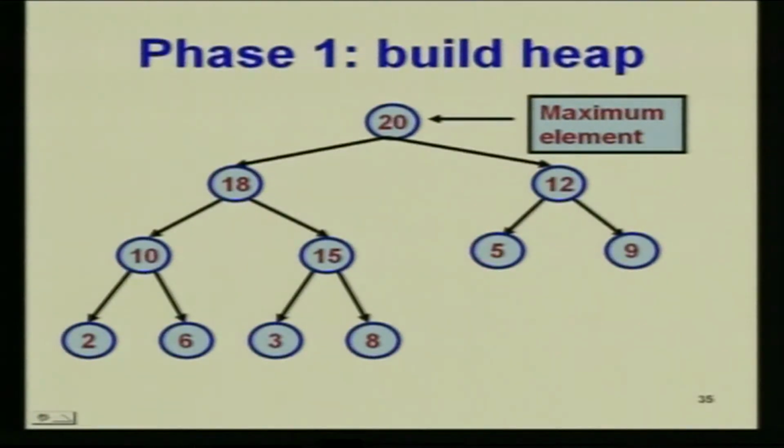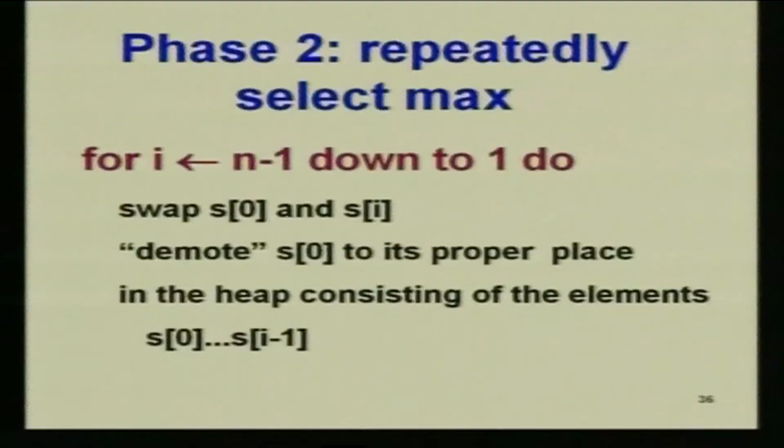Now please note, the heap you build has a certain property, but it is not a sorted list. To get it into a sorted list, we are going to use the second phase, which is actually the heap sort algorithm. Now is phase 2. What you have to do is repeatedly select the max and do some operations till you finish the tree. So for i equal to n minus 1 down to 1, swap S0 and Si. S0 is the root node, Si is the last node, which initially will be n minus 1, and then demote S0 to its proper place in the heap consisting of the elements S0 to Si minus 1, not Si. So that is what we are doing.